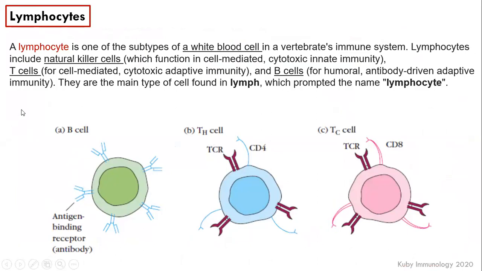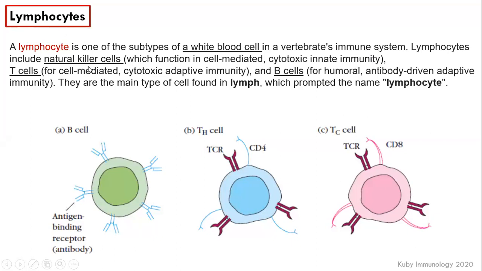Coming to the definition of lymphocytes, what are lymphocytes? A lymphocyte is a subtype of white blood cell, coming again from blood cells, the hematopoietic stem cells, in the vertebrate immune system. There are several lymphocytes, but they have specific functions. In innate immunity also, there is a special natural killer cell.